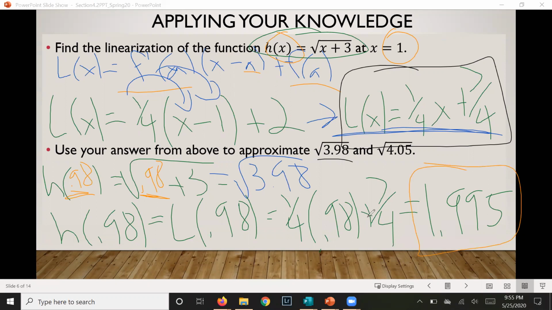Now, in both of these cases, you can double check and actually plug the square root of 3.98 and the square root of 4.05 into your calculators and see what you get. And hopefully, you will get something very close to the two answers we just found.